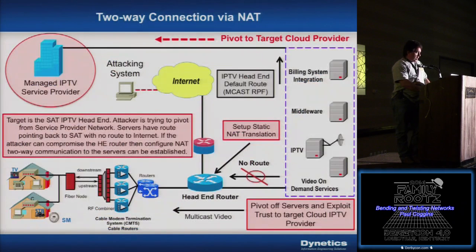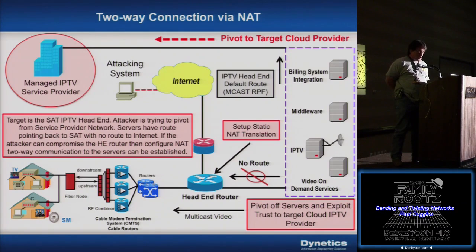Along the same lines of bending and twisting networks, if you're doing red teaming, you get access to the router, and you know that there is a target-rich environment behind that router. It may be that you can do some router trickery to further influence the engagement. This scenario here is a little bit complicated.